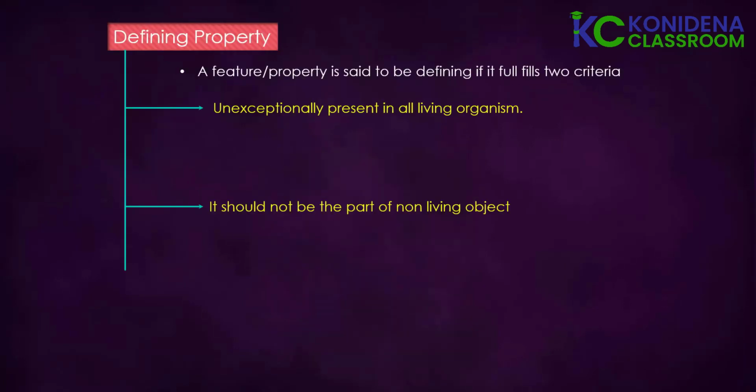Now, to call it a defining property, there are two criteria. Okay, so a feature or property is said to be defining if it fulfills two criteria. And what are those criteria? The first criterion is it should be unexceptionally present in all living organisms. Means there should not be any exception. Okay. If there is any kind of exception, then we cannot call this particular feature the defining feature.